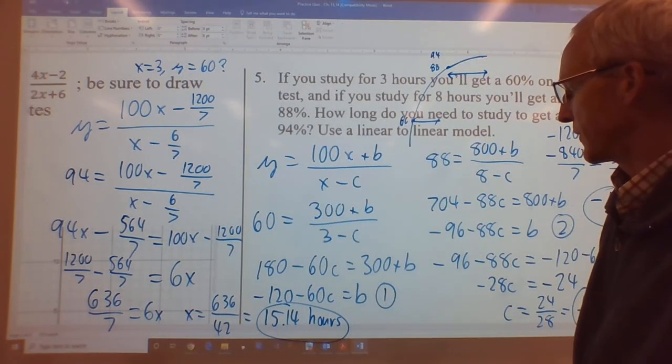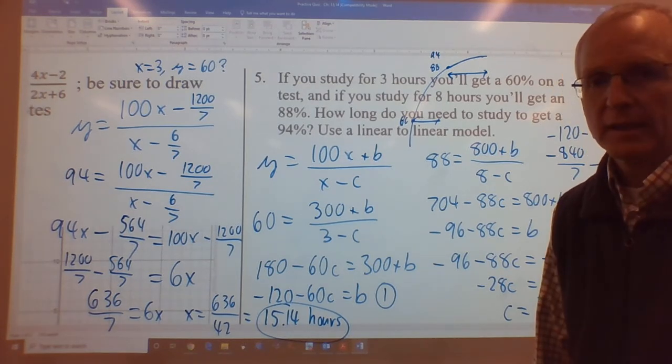So my intuition was a little bit off. Okay, 15.14 hours. Cool.